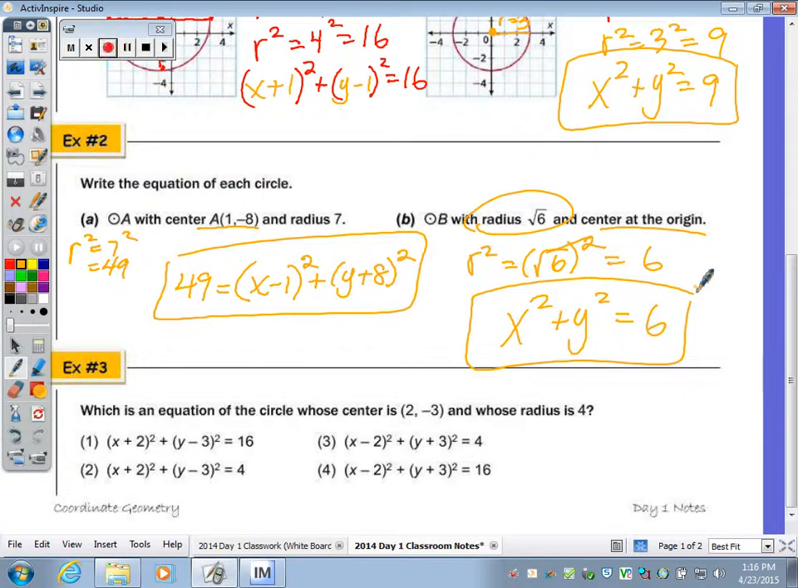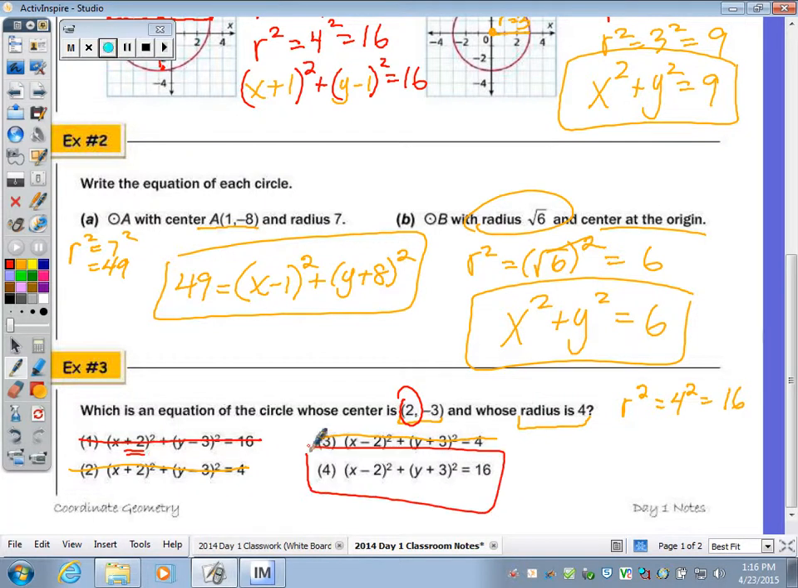And number 3, which is an equation of the circle whose center is 2, -3, radius is 4. You can approach this in 2 different ways. You can get rid of some of your answer choices. If I look at the radius, r squared should be equal to 16, so I can get rid of this answer choice and that answer choice. In the equation, the numbers have the opposite sign, so the opposite of a positive 2 is -2. I can cross out this one because it had the positive 2. So the correct answer is number 4.